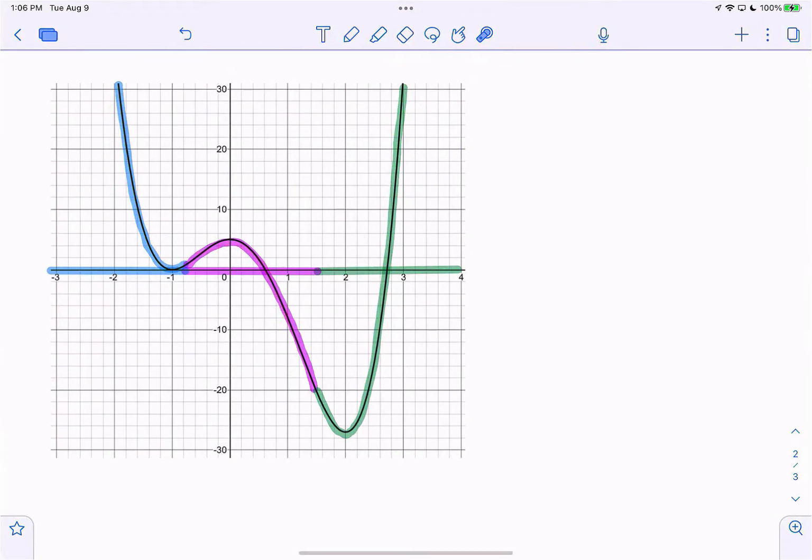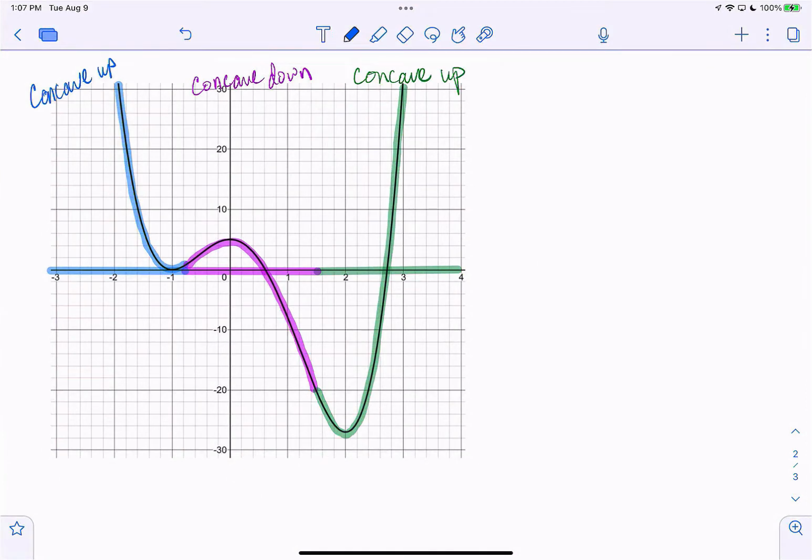For the purple region, it's between about negative 0.8 and about 1.5. It's bending down. This wouldn't hold any liquid. And then again, to the right of about 1.5, the green portion, we're bending up again. The way it's bending is called concavity. In the blue region, we would say that the graph is concave up. In the purple region, it's concave down. And in the green region, again, concave up.